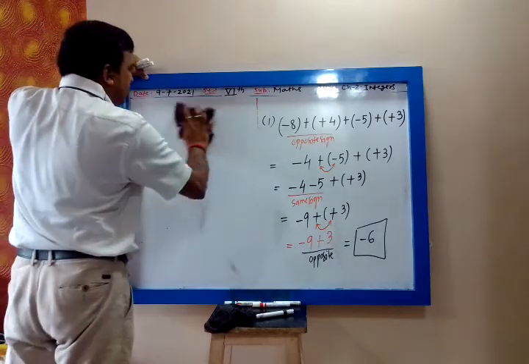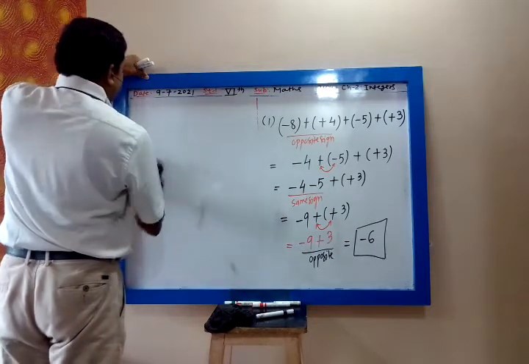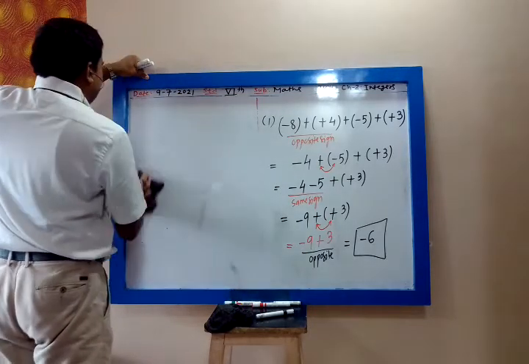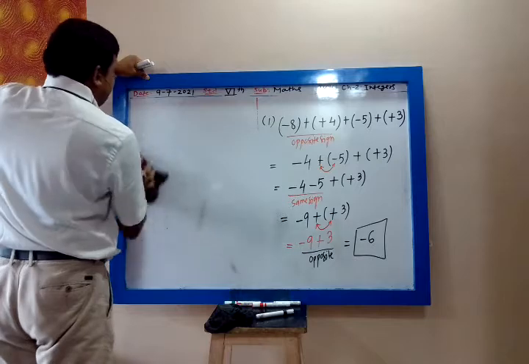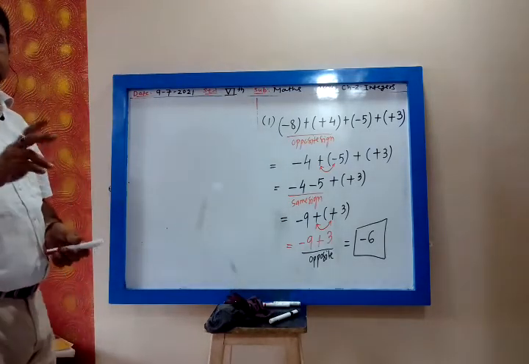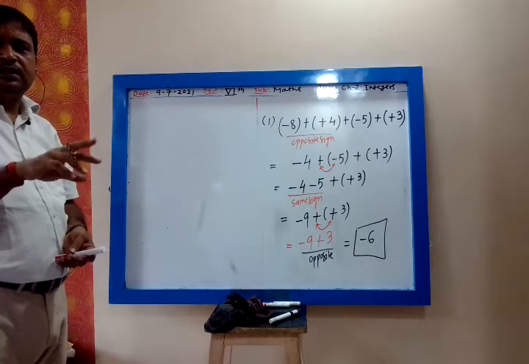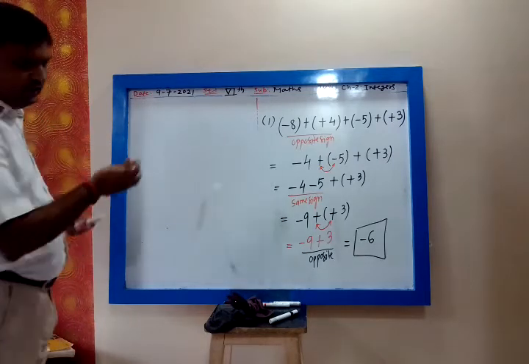Second thing, whenever two signs are together, you have to multiply the two signs. Plus into plus is plus, minus into minus is plus. For sign, I am talking about. But in addition, minus: add the numbers, take the common sign minus. Plus: add the numbers, take the common sign plus. That's all. Now B part.